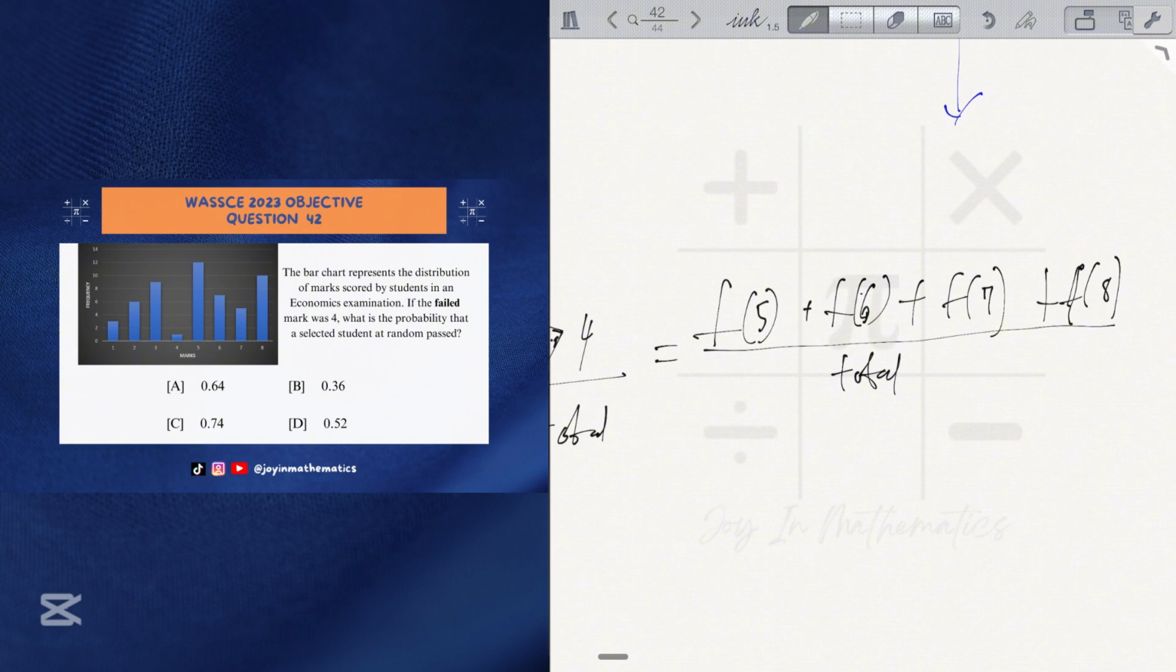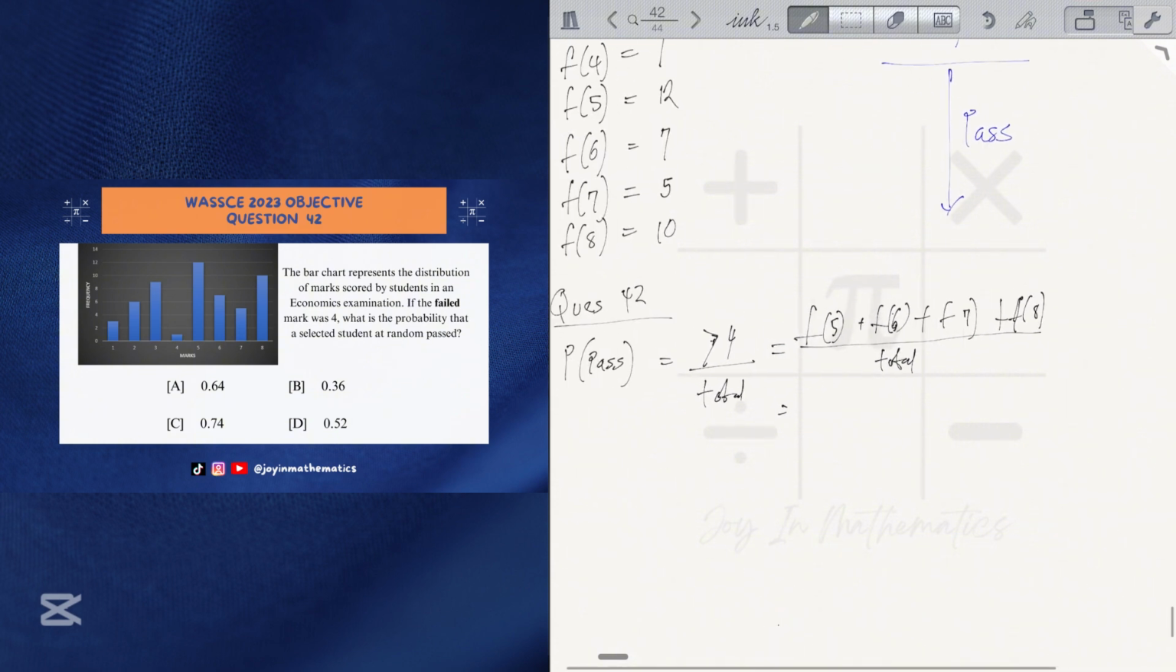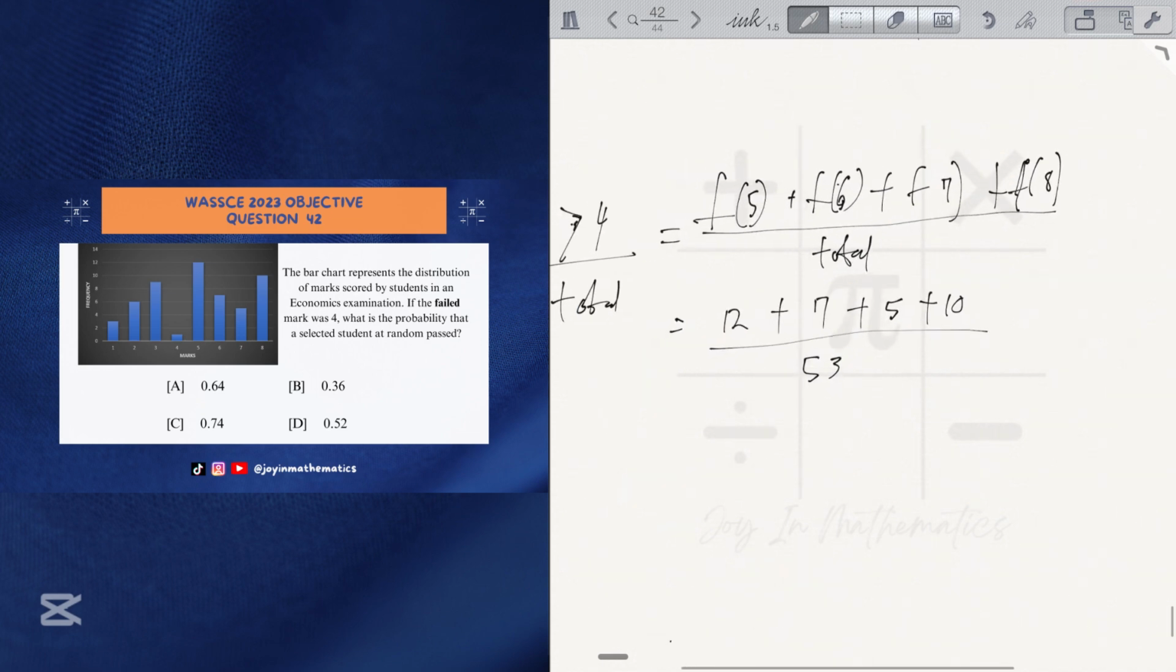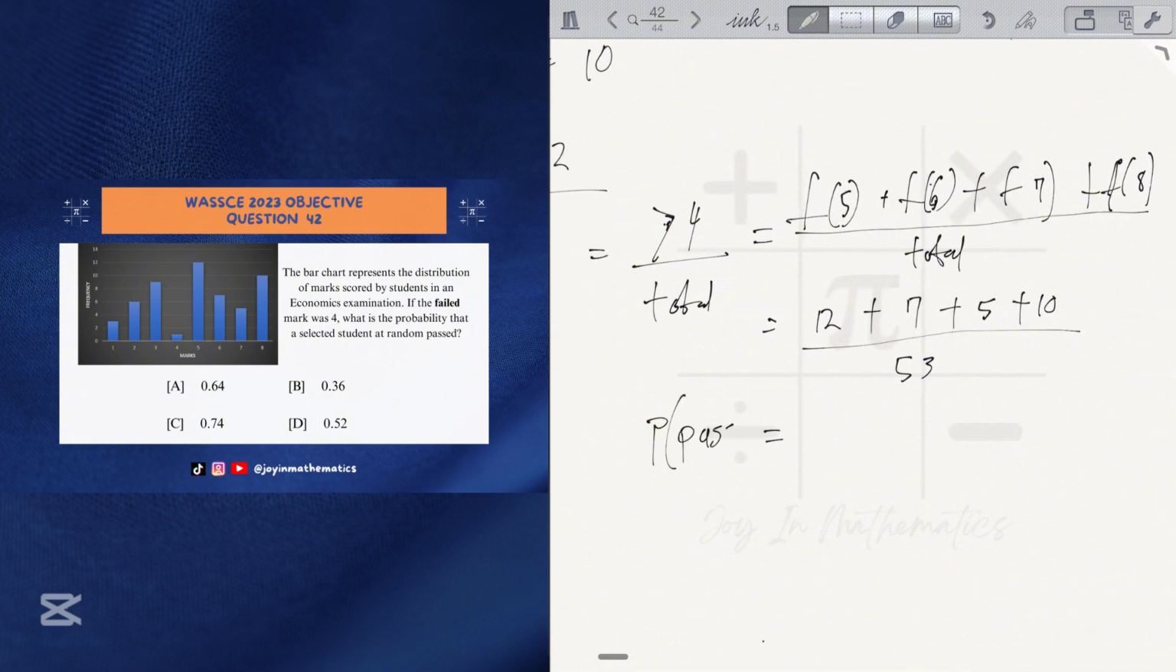If we look closely now, the frequency of 5 is 12, then 7, 5, 10. So let's apply that: 12 plus 7 plus 5 plus 10 divided by the total, which is 53. So the probability of pass is equal to 12 plus 7 plus 5 plus 10. This will give us 34 divided by 53. And if we use our calculator, we will arrive at 0.64, which is equivalent to option A.